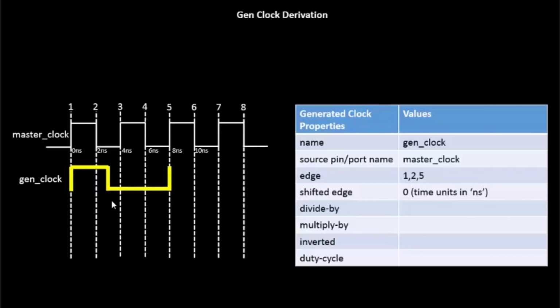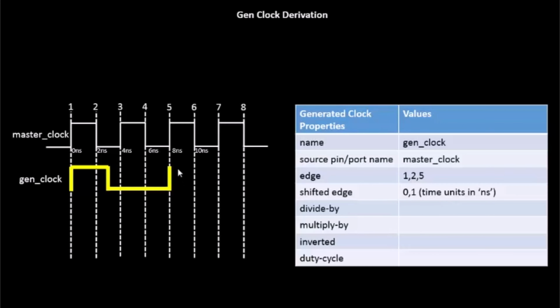Okay. Next, what we have to ask ourselves is the fall edge of this particular gen clock is shifted by how many nanoseconds of the second master clock edge. So the answer is it's at 3 nanosecond, and the second clock edge comes at 2 nanosecond. The answer is 1 nanosecond. So it says that the fall edge of the gen clock is shifted by 1 nanosecond from the second edge of the master clock. Okay. So the fall edge of your gen clock is shifted by 1 nanosecond from second edge of the master clock.